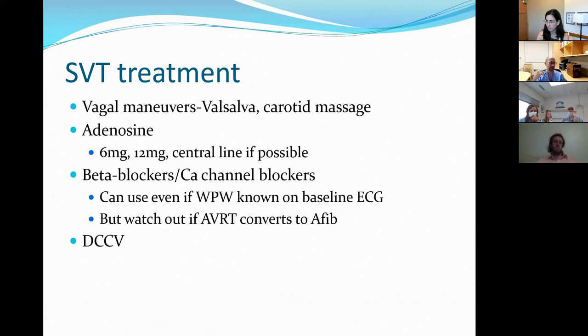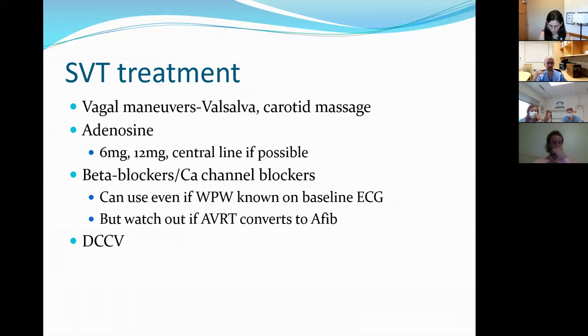Adenosine is usually the first line medication we'll use, either 6 milligrams, and if that doesn't work, go up to 12 milligrams. Sometimes I'll do 18 or even 24 milligrams. If someone has a central line, use that if possible because adenosine has such a short half-life. You can then give beta blockers or calcium channel blockers if adenosine doesn't work.